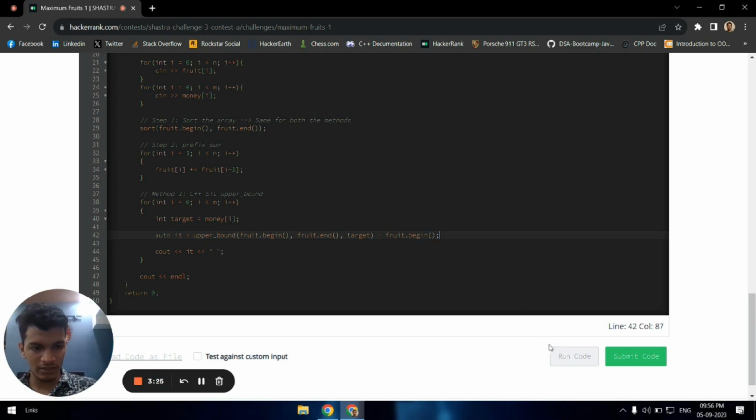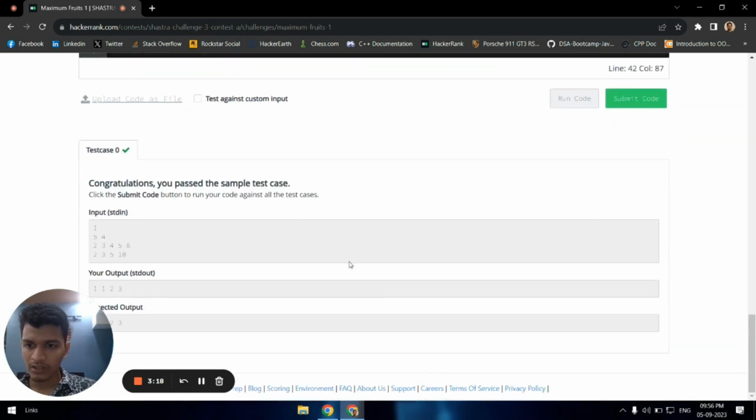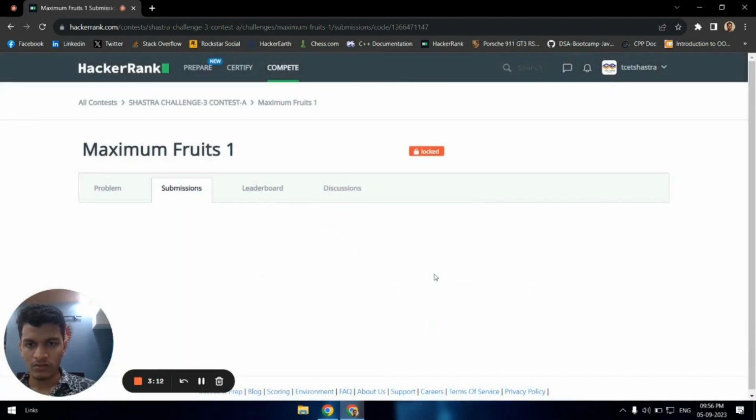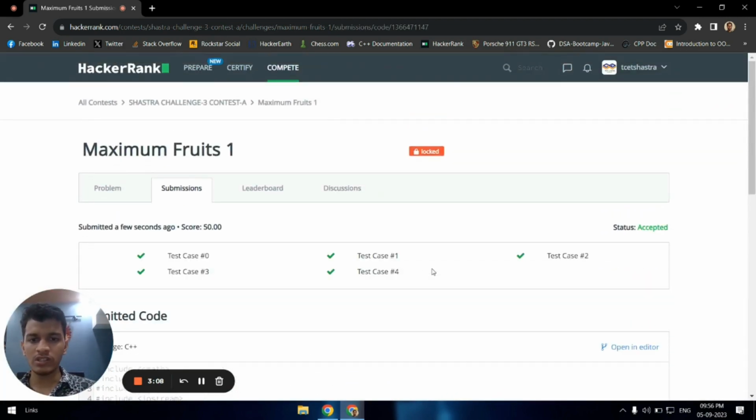So let's run this code and see if it works. The first test case is running, and let's submit this code. So yes, we have submitted, and all the test cases passed. By this we have completed the third question of Shastra Challenge 3 Contest A, that is Maximum Fruits 1.